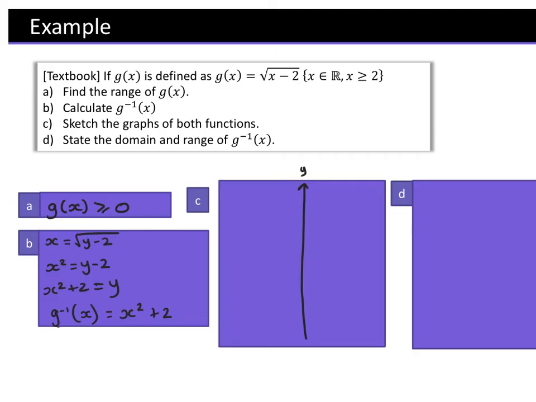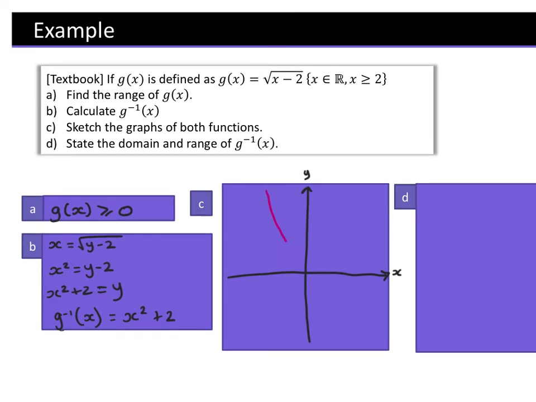I'm going to draw my axes, okay? And remember, whenever we sketch, we're going to label nice and clear. So, x squared plus 2. I know that it's going to look like this, and we've moved it up by 2. So then, what I now know is if I draw my line y equals x, we're going to have a reflection in this line.